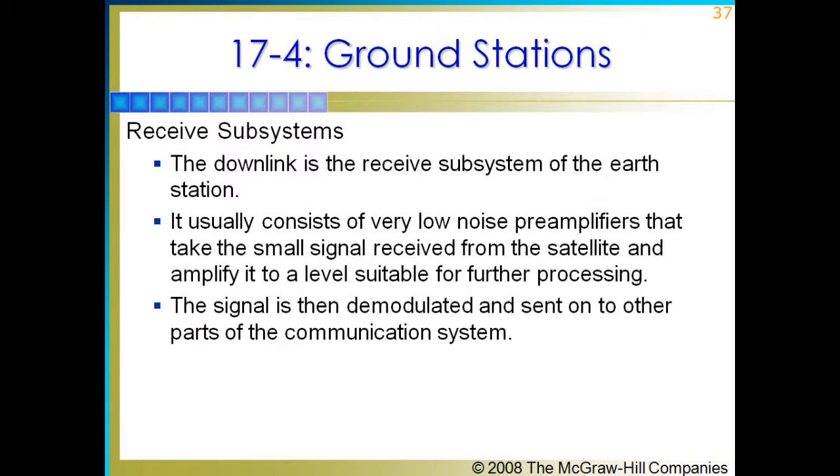The downlink is the receive subsystem of the Earth station. It usually consists of very low noise preamplifiers that take the small signal received from the satellite and amplify it to a level suitable for further processing. The signal is then demodulated and sent on to other parts of the communication system.